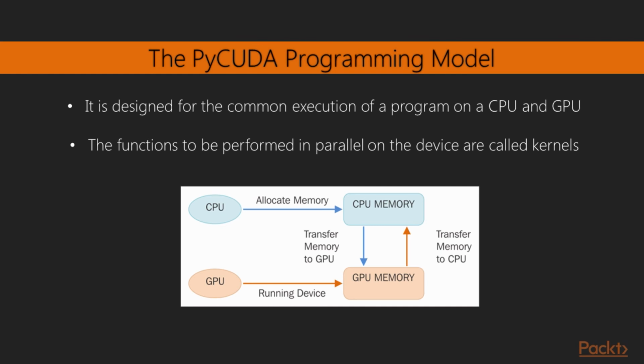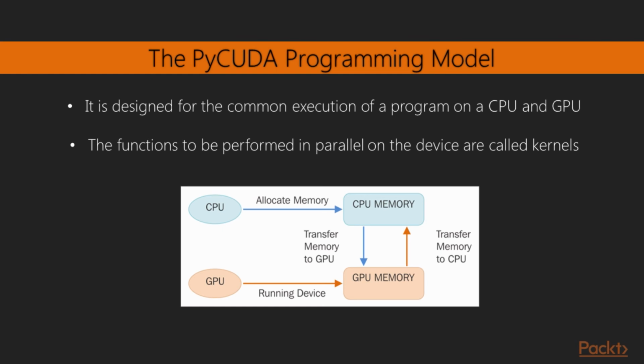3. Next, we need to run the device configuration and invoke the kernel function. 4. Then we need to transfer the results from the memory on the device to the host memory. 5. Finally, release the memory allocated on the device.